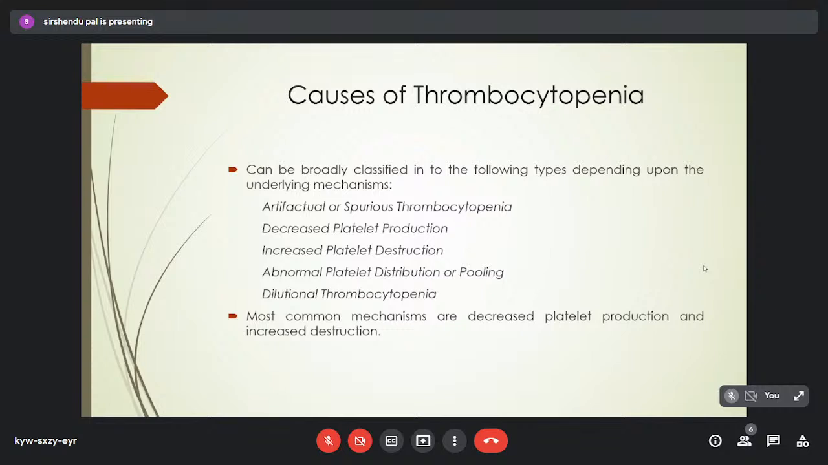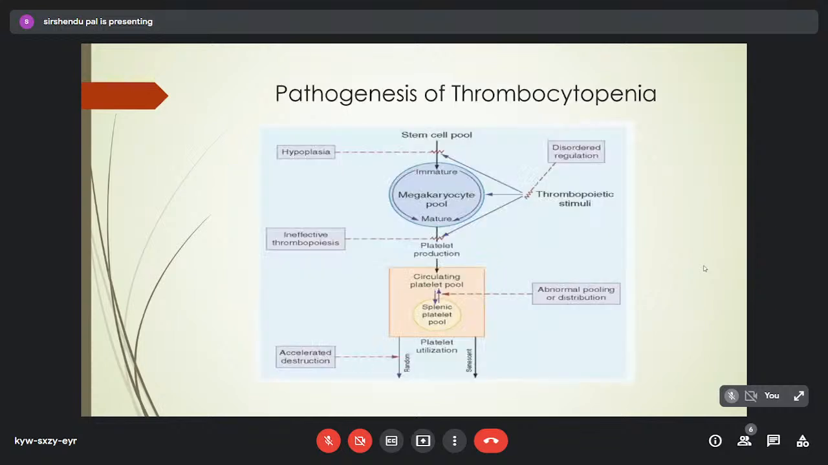The most common mechanisms of thrombocytopenia are impaired platelet production and increased destruction. This is a diagram showing the pathogenesis of thrombocytopenia. As you can see, bone marrow hypoplasia or disordered regulation of thrombopoiesis or ineffective erythropoiesis may lead to decreased platelet production. There is splenomegaly and hypersplenism. There is abnormal pooling of the platelets, leading to distributional thrombocytopenia. Again, if there is platelet destruction in the periphery, it may lead to thrombocytopenia, which may be due to immune causes or due to non-immune causes.